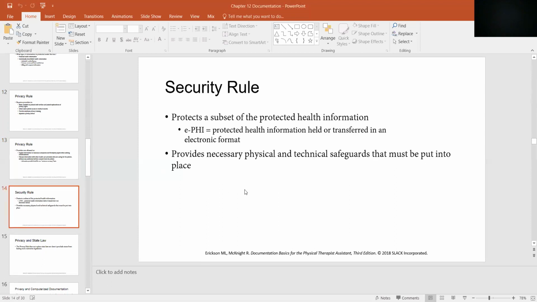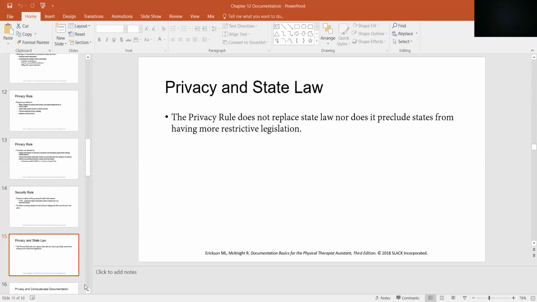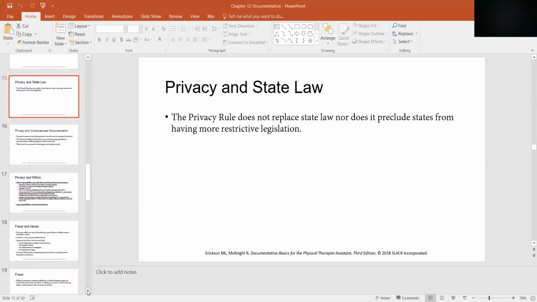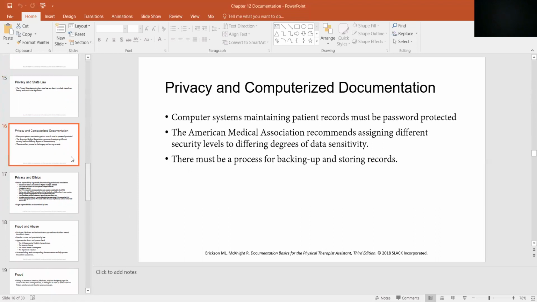The security rule protects a subset of protected health information, so things that are in electronic format, and we have to have certain physical and technical safeguards put in place, such as changing your passwords, privacy screens, that type of thing. So privacy and state law. The privacy rule does not replace state law or preclude states from having more restrictive legislation. So depending on what state you're in, they could be even more stringent.